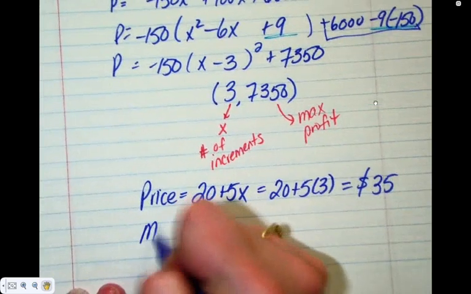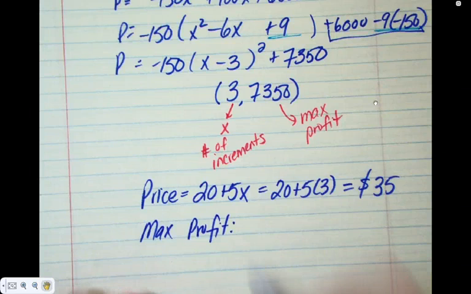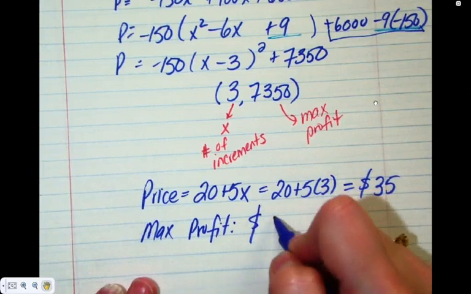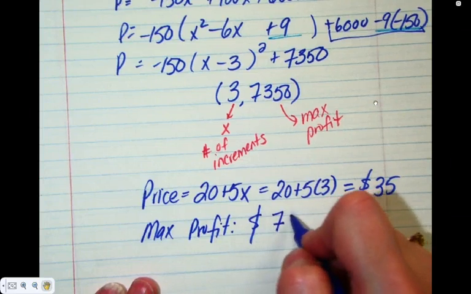The second thing it wants to know is what is the max profit? What's the most amount of money we could make? That's right from the vertex. And it is $7,350.